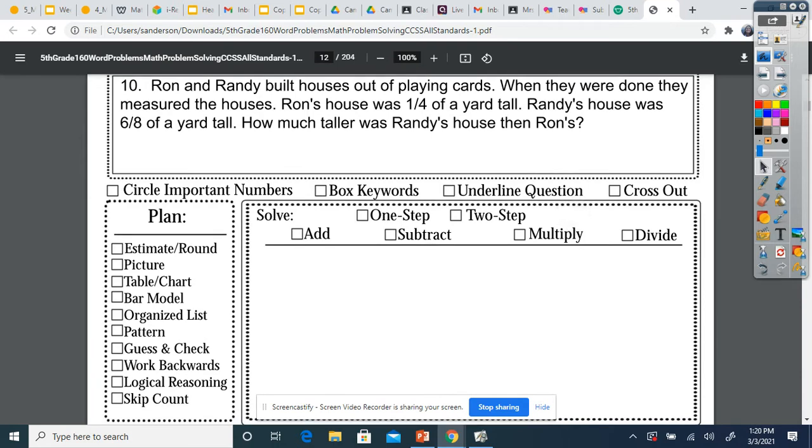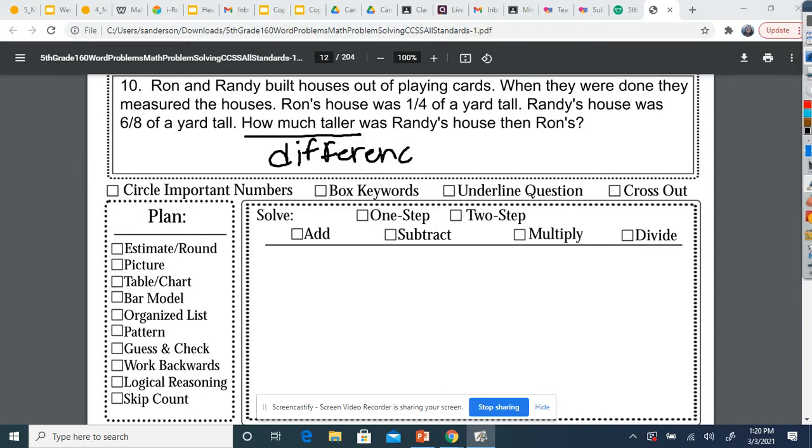Ron and Randy built houses out of playing cards. When they were done, they measured the houses. Ron's house was 1/4 of a yard tall. Randy's house was 6/8 of a yard tall. How much taller was Randy's house than Ron's? So we're trying to find how much taller, or the difference in the houses. So that is going to mean that we are going to subtract. So I'm going to subtract 6/8 minus 1/4. So remember, we have to have common denominators.